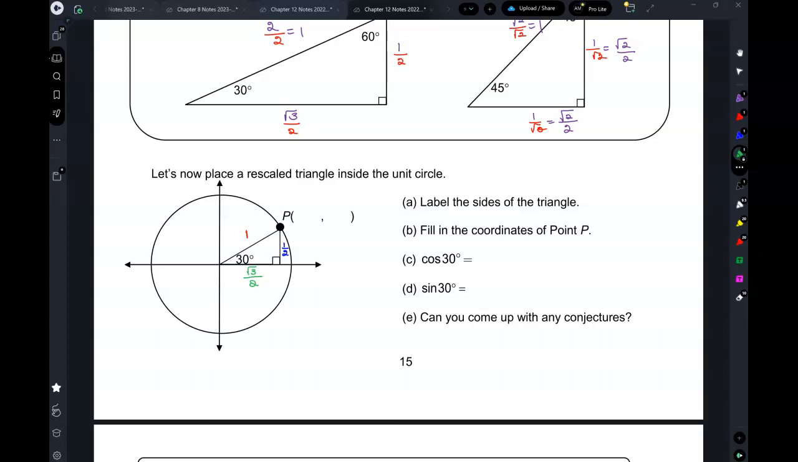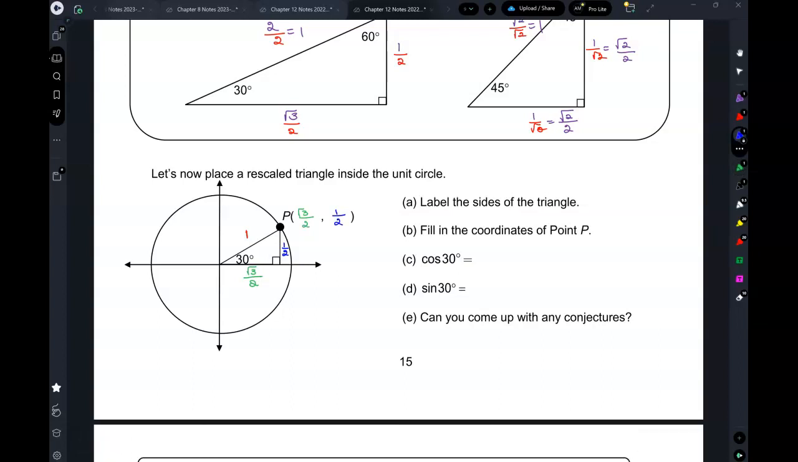What are coordinates? Coordinates are basically a map of how you get to a point from the origin, right? So if my coordinates are 3, 2, that means go right 3, up 2, correct? So what are the coordinates of this? Well, I would have to go over horizontally root 3 over 2, and go up how much? 1/2. So the coordinates here are √3/2 and 1/2, right?